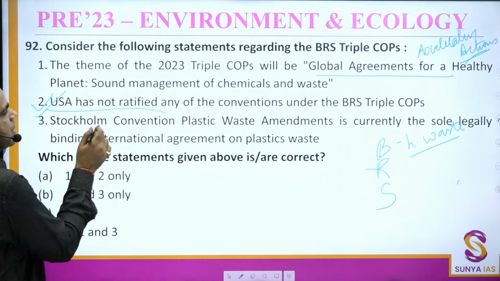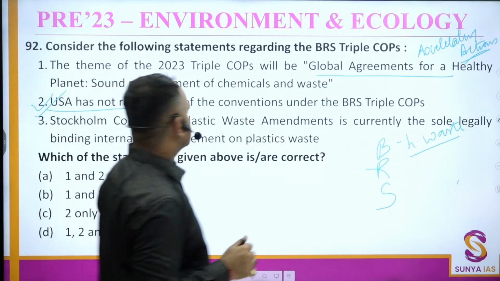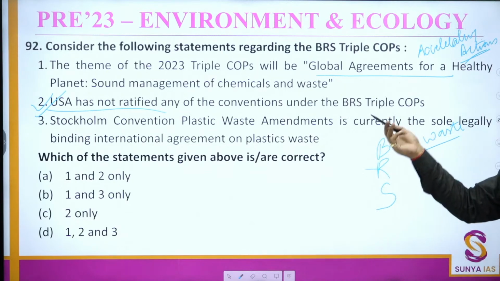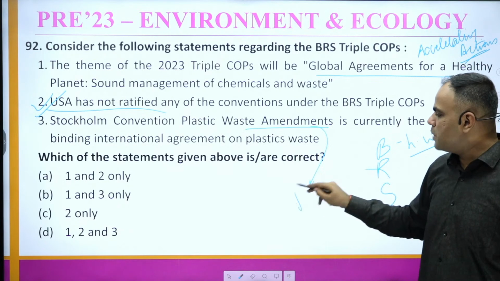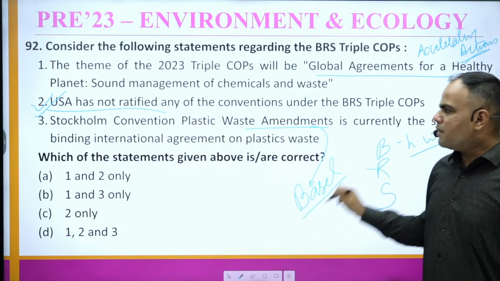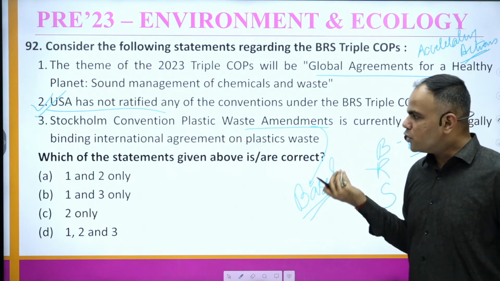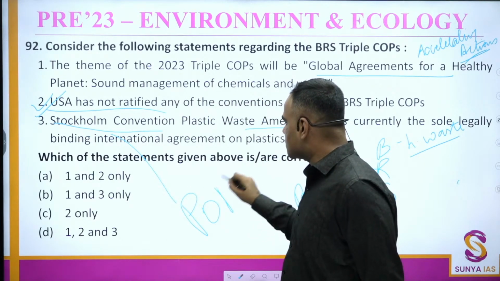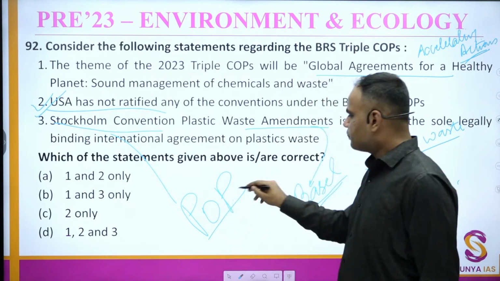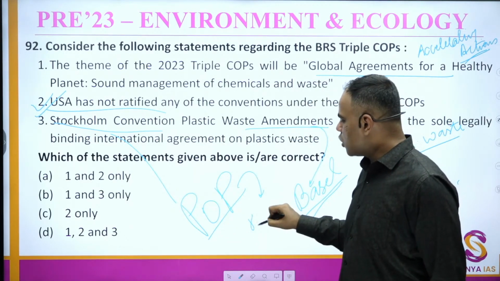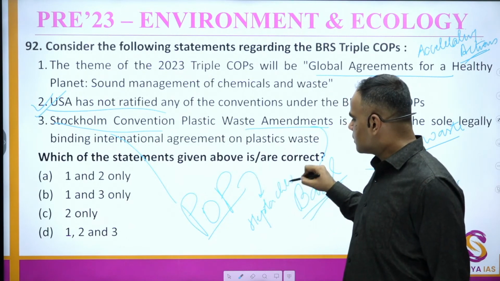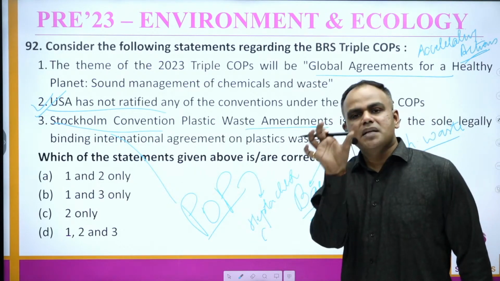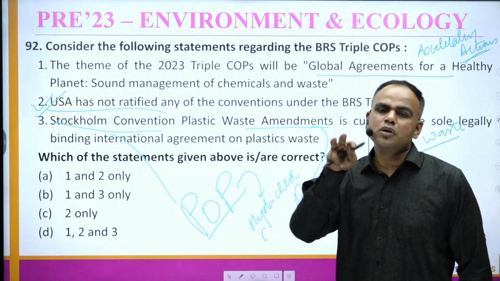Stockholm Convention plastic waste, this amendment is the sole legally binding international agreement on plastic waste. So this again is not related to Stockholm, but this plastic waste amendment is related to Basel. Why? Because Basel talks about hazardous waste, and in that you can also include plastic. Stockholm is different. Stockholm talks about persistent organic pollutants. Examples of this can be heptachlor, aldrin, dieldrin, and so on. These are persistent, which means microbial or other degradation will not happen on them.